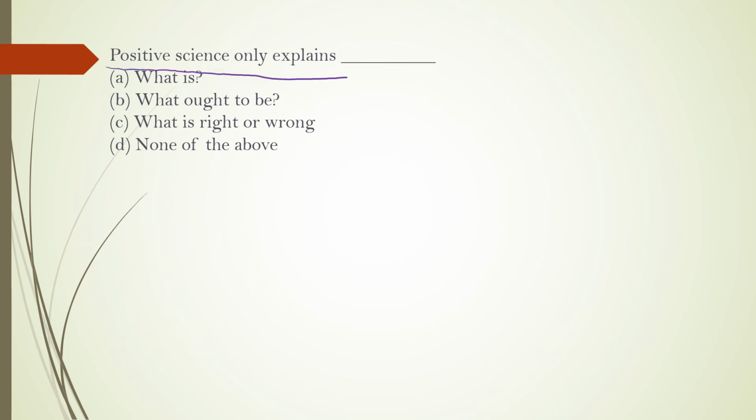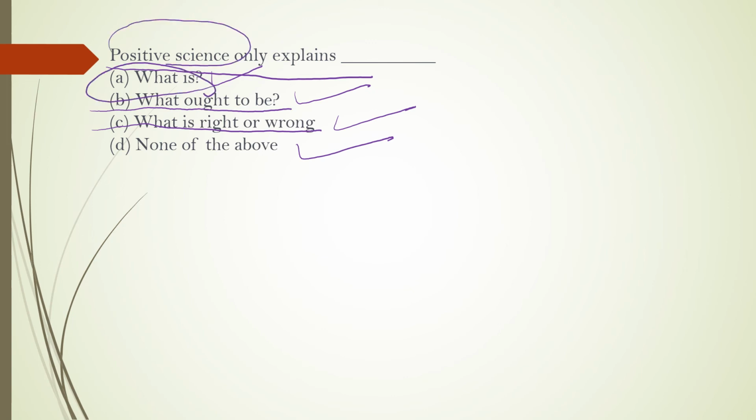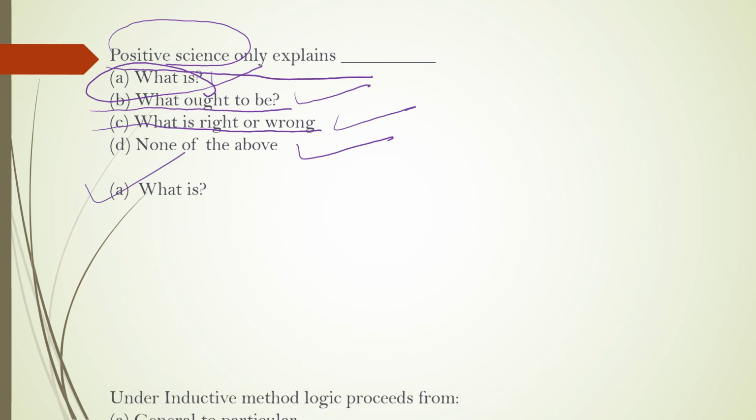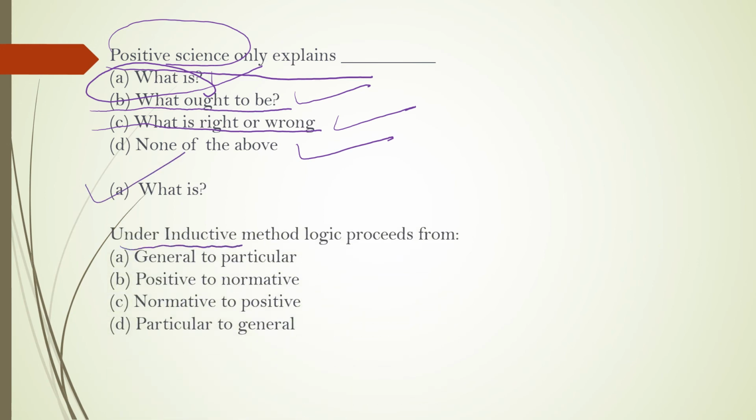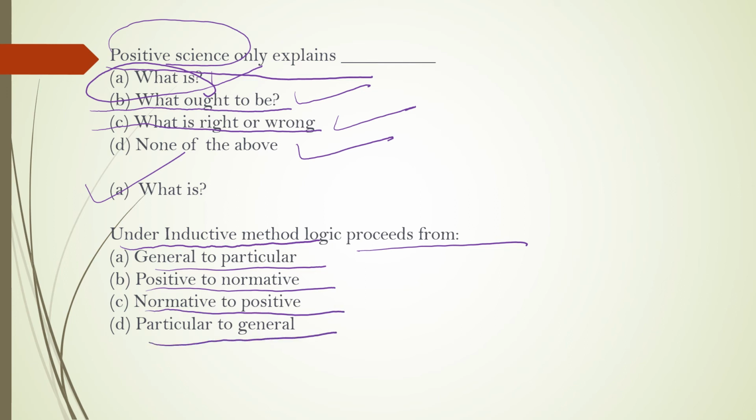Positive science only explains what is, what ought to be, what is right or wrong, none of the above. Normative economics explains what ought to be, what is right, wrong also described by normative economics. So what is explained by positive science. So right answer is what is. Under inductive method, logic proceeds from general to particular, positive to normative, normative to positive, particular to general. So right answer is particular to general.